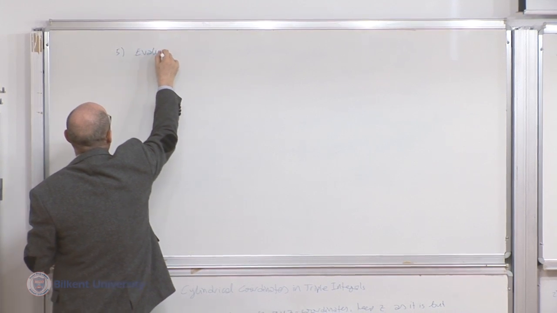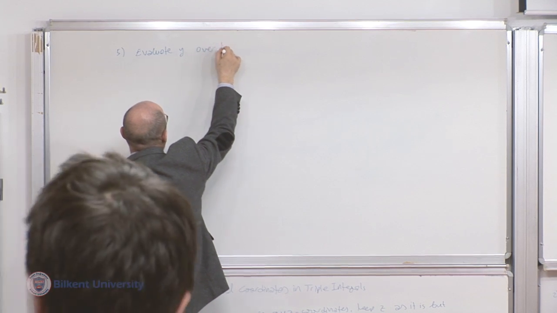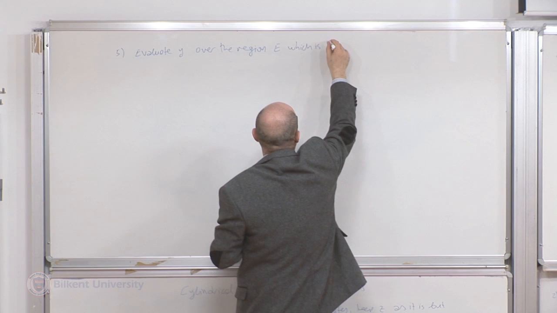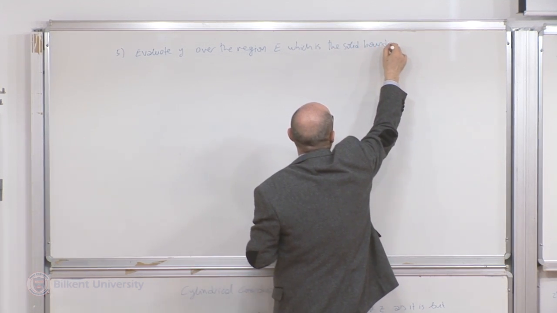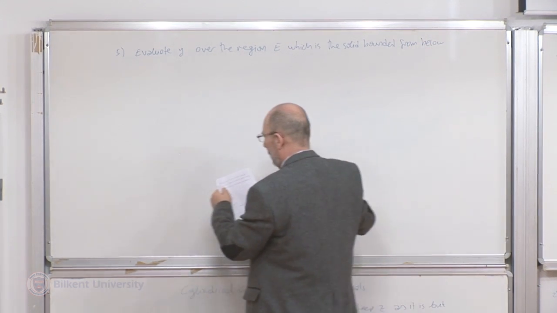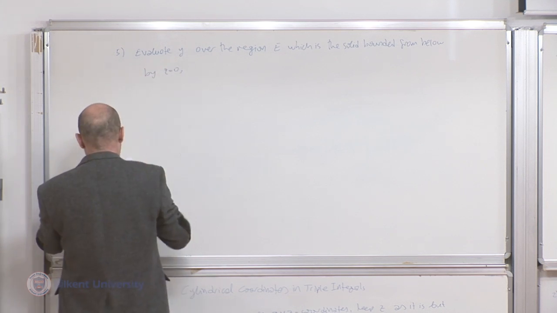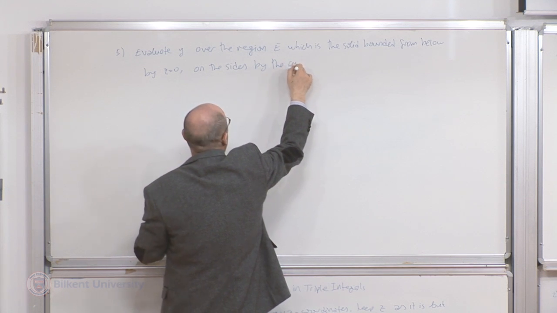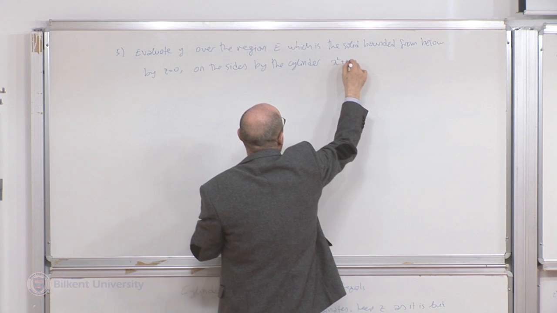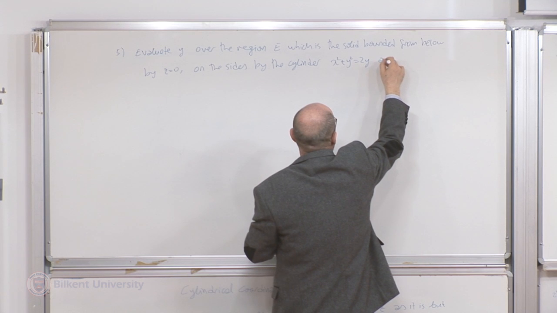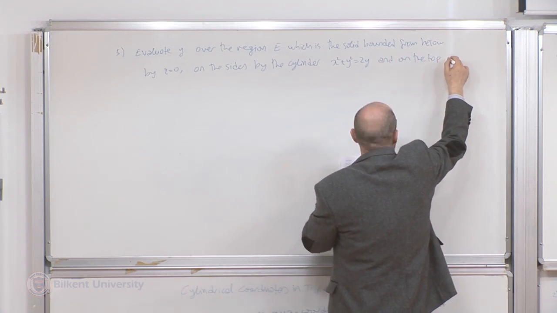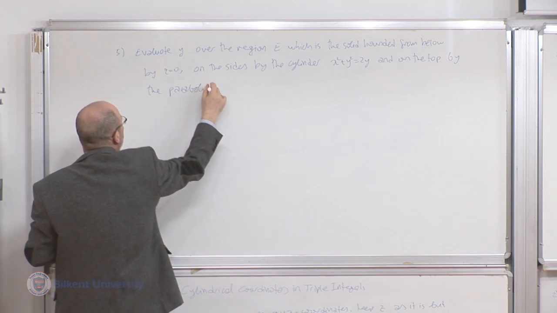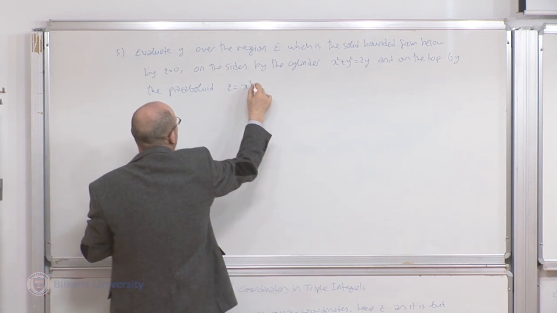Okay, so this problem says evaluate the integral of y over the region E, which is the solid bounded from below by z equals 0, on the sides by the cylinder x squared plus y squared equals 2y, and on the top by the paraboloid z equals x squared plus y squared.